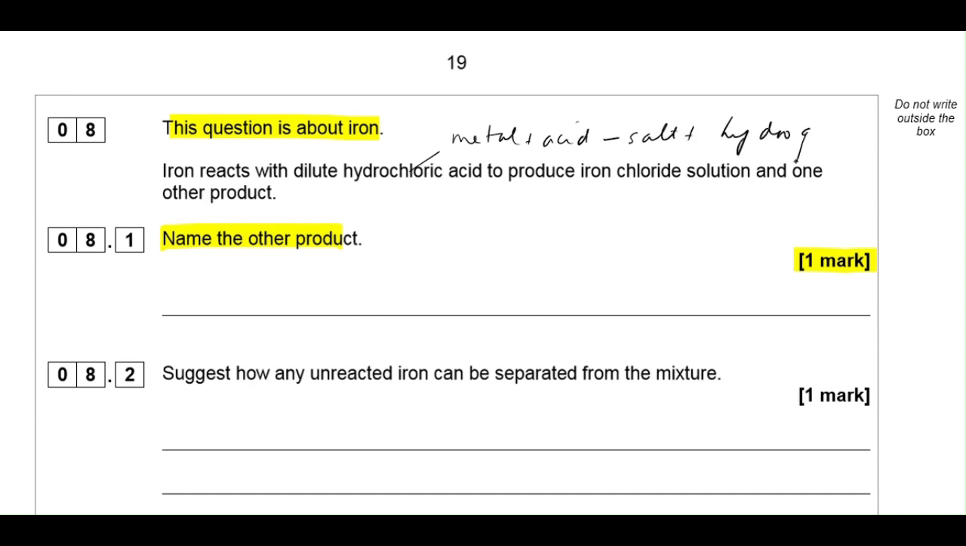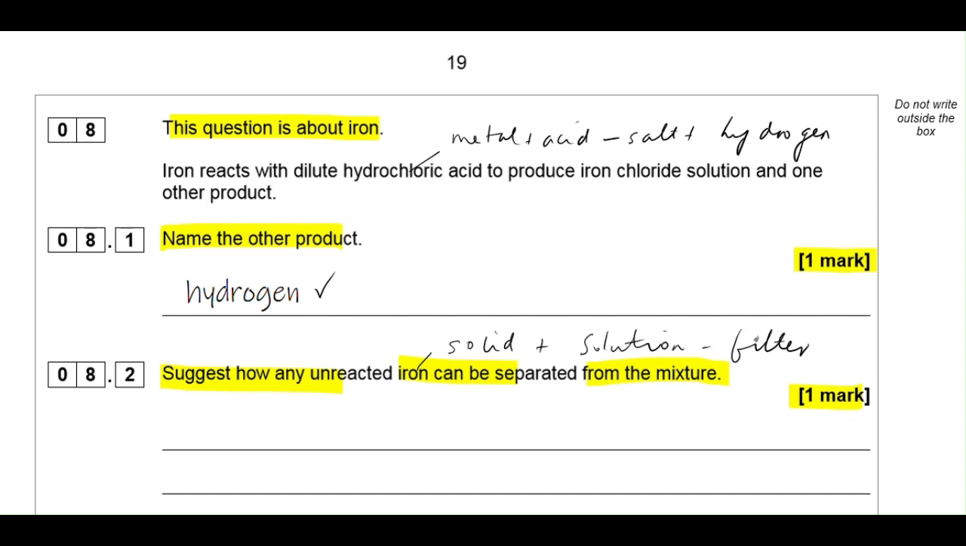8.2. Suggest how any unreacted iron can be separated from the mixture for 1 mark. Now, iron is a solid, so when you have iron or a solid in a solution, the best way to separate it is by filtration. So to get 1 mark for this question, you should write filtration or filter.